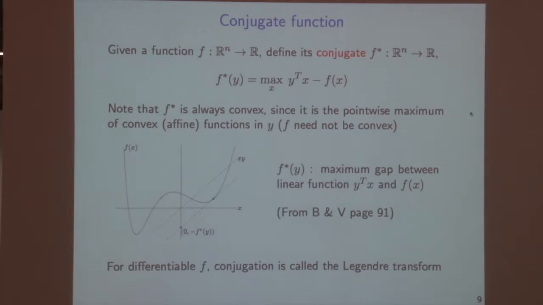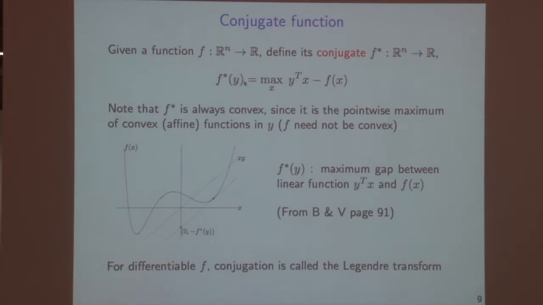So the conjugate's very simple to define. If you give me some function, then its conjugate is defined as follows. We denote it by f star, if f is the original function, and it lives on the same space as f does. So if f lives on R^n, then so does its conjugate, f star. It's what we get by maximizing over all x, y transpose x minus f of x. That's the definition of a conjugate function. So this is how you define the conjugate at y.